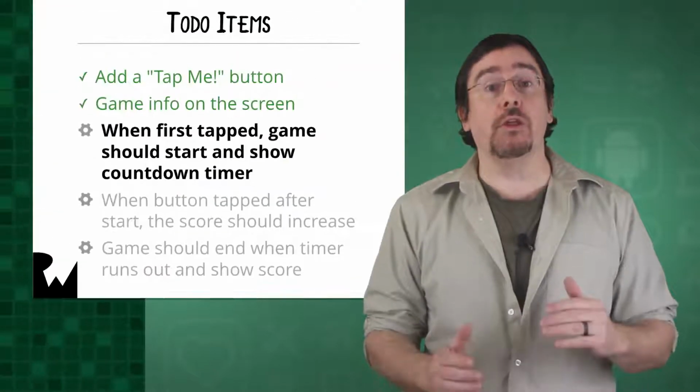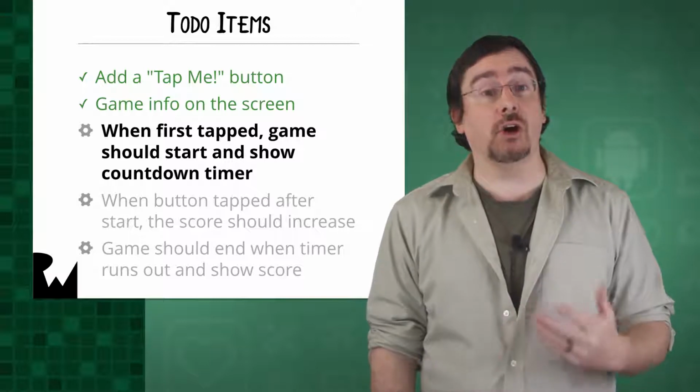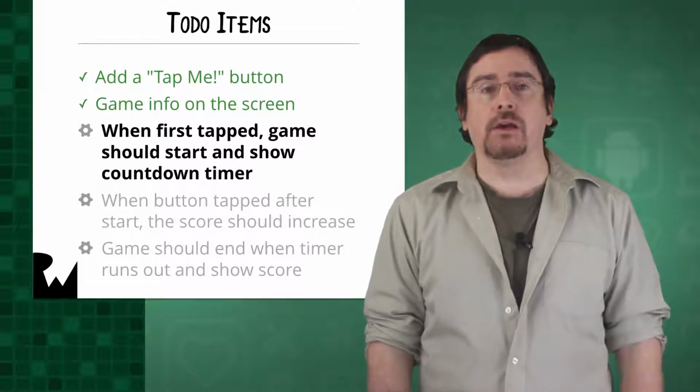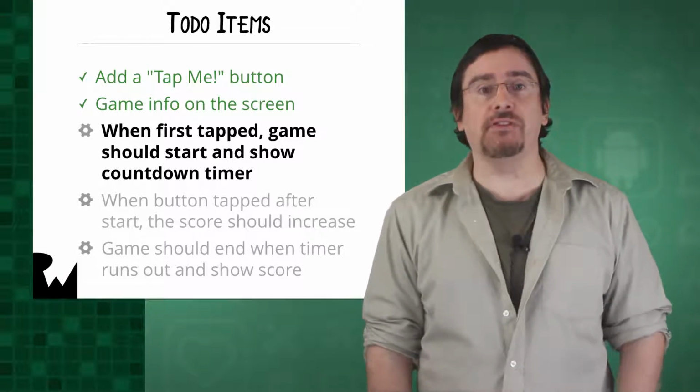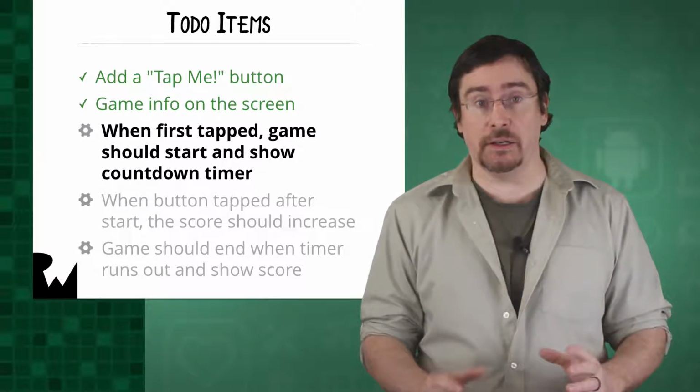Okay, so now that we have our properties ready to go, we can add some interactivity. This is, of course, encapsulated in our next to-do item. When the Tap Me button is first tapped, it should start the game and show the countdown timer. To achieve this, we have to implement some sort of code to react to a tap on the actual button.